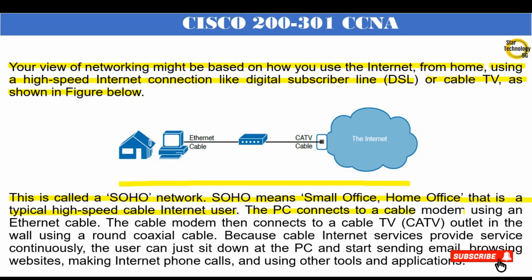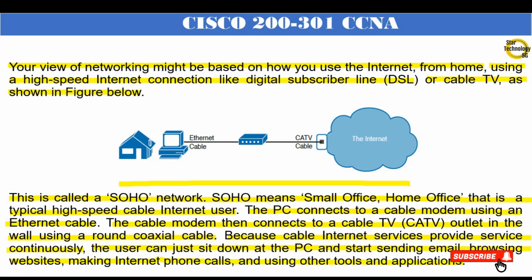The PC connects to a cable modem using an Ethernet cable. The cable modem then connects to a cable TV outlet in the wall using a round coaxial cable. Because cable Internet services provide service continuously, the user can just sit down at the PC and start sending email, browsing websites, making Internet phone calls, and using other tools and applications.